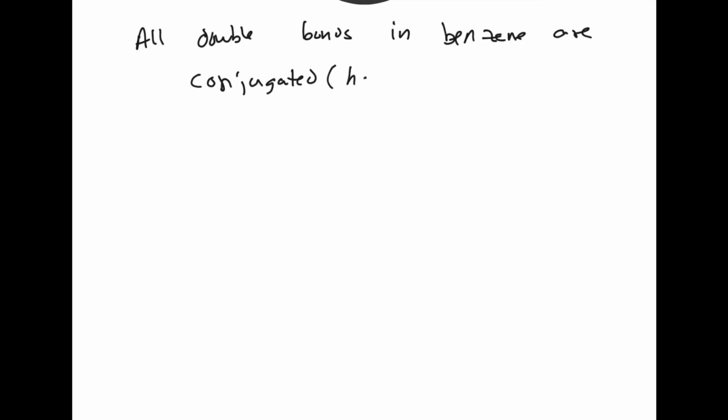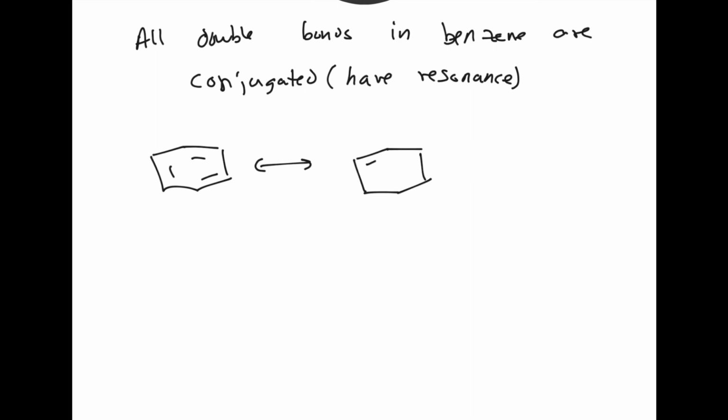Right. So all the double bonds in benzene are conjugated. Again, they have resonance. Right, so like we drew on Monday, you're able to have your double bonds move around the ring.